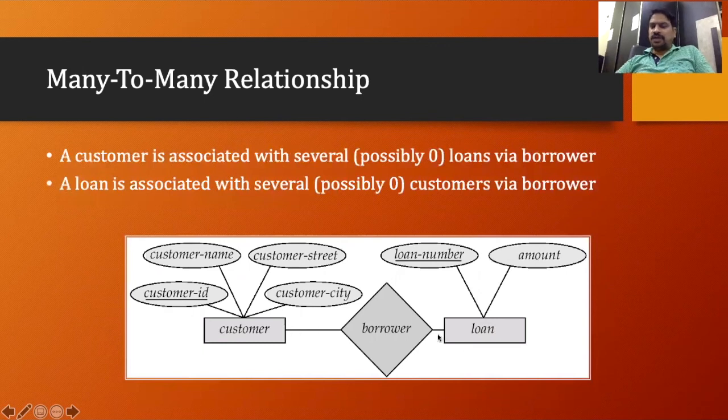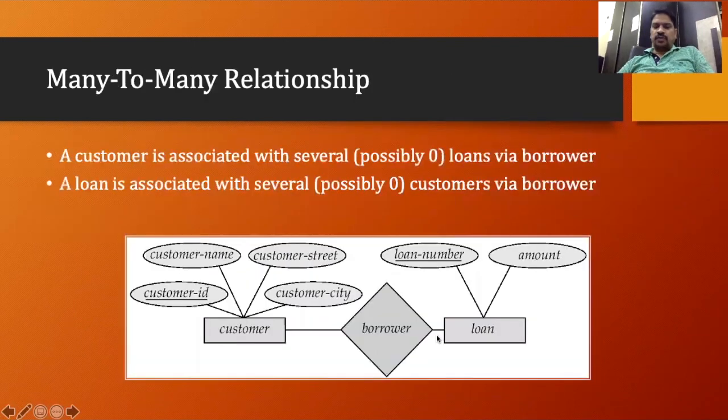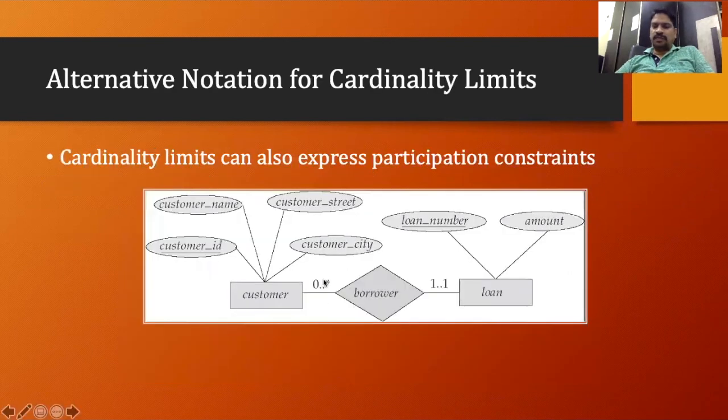Then we have the many to many relationship that we can represent in this way. And if you do not want to use the arrow and the line, then you can use these cardinality values also. So this is how we can represent it. There is also the type of participation. So this will take as a many, and this will take as a one.